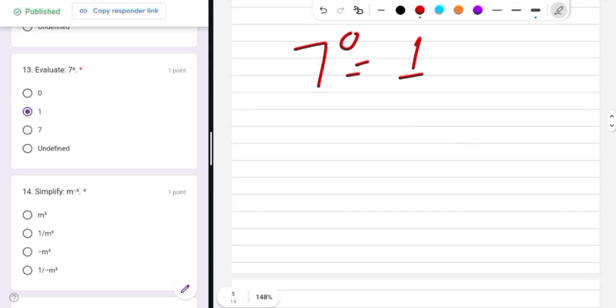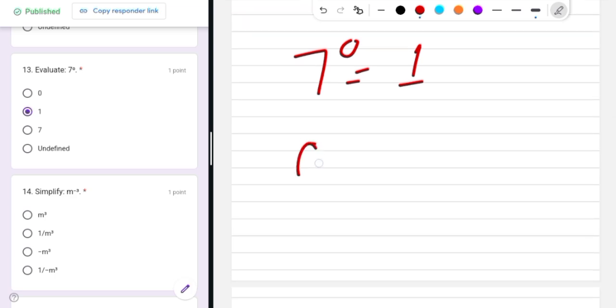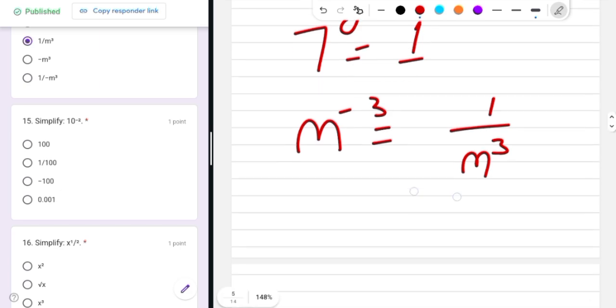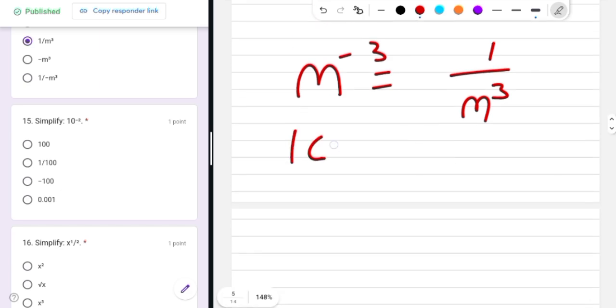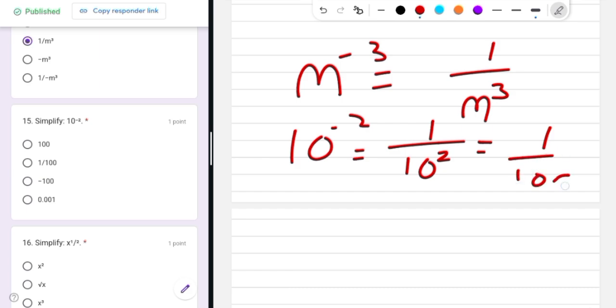Negative index. Negative index means reciprocal. That is 1 all over the number you are given. M raised to the power minus 3 is equal to 1 all over M raised to the power 3. Similarly, 10 raised to the power minus 2 is equal to 1 all over 10 raised to the power 2, which is equal to 1 all over 100.